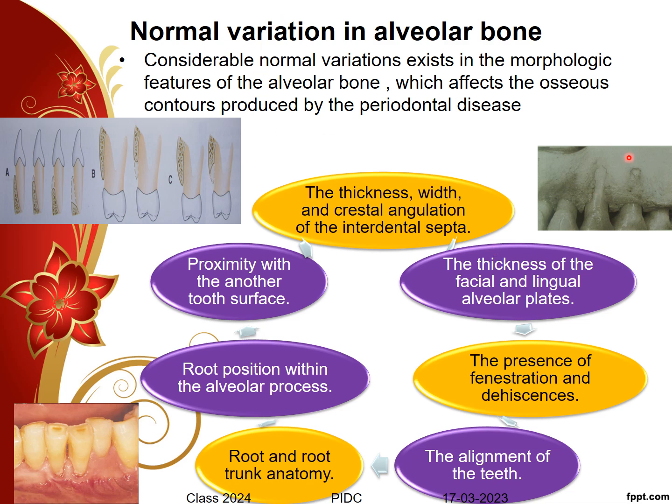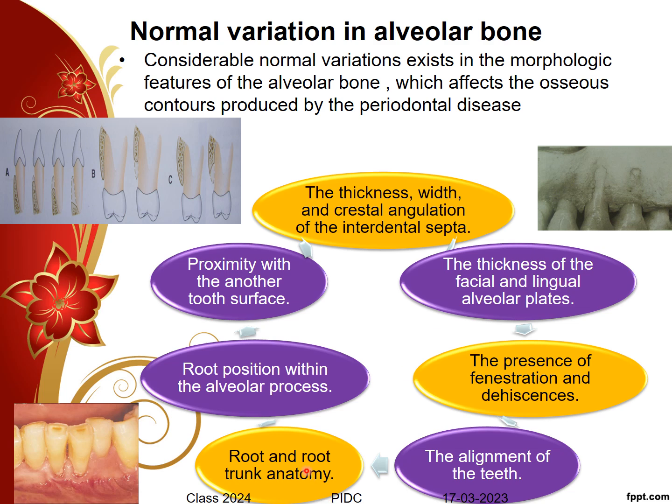Then the thickness of the facial, lingual, or alveolar bone plates. You would have heard of the terms fenestration and dehiscence, where the labial plates become thin. This is a little difficult to manage, because morphologically they are already deficient of bone there. Then about the alignment of the teeth. If the teeth are too protruded, then again the facial or lingual plate would not be there.